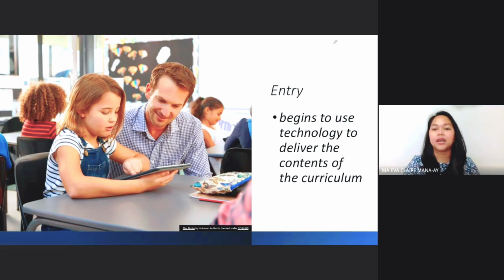Entry level here, as the name suggests, is when the teacher begins to use technology to deliver the contents of the curriculum. So again, this is just the starting point of the use of technology that a teacher does. Okay, hence we call this entry level. We go to the next stage.